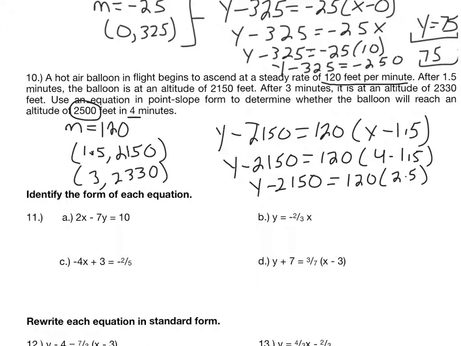And if we solve this, we get y equals, and you go ahead and solve it, but I'm trying to expedite this so our video isn't as long. We get y equals 2,450. So would she reach 2,500 feet in 4 minutes? No, she would not. She'd have 50 more feet to go.